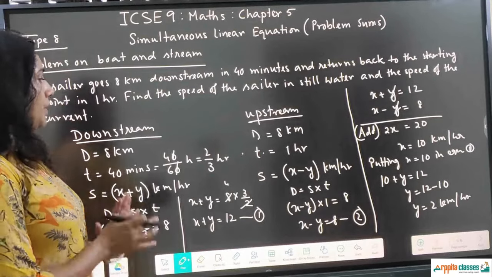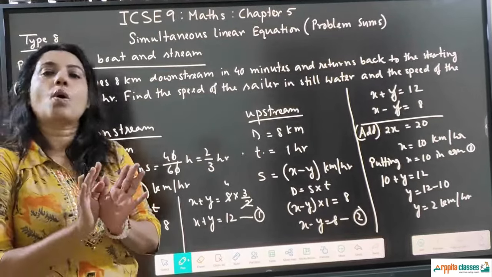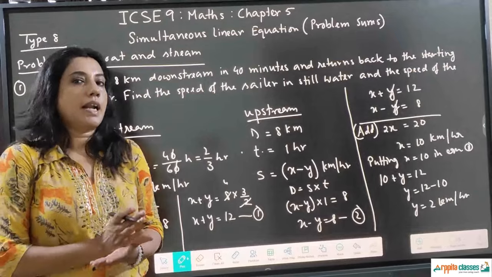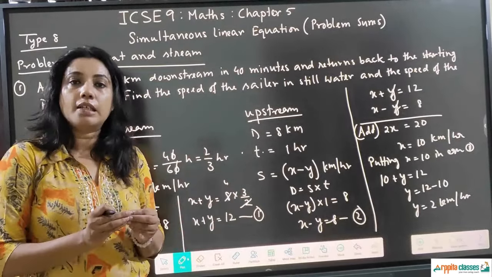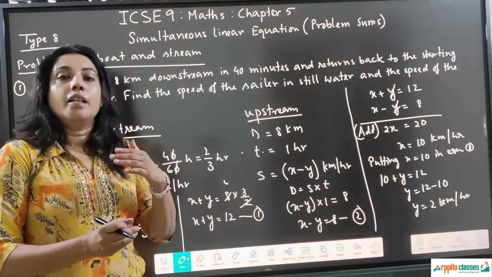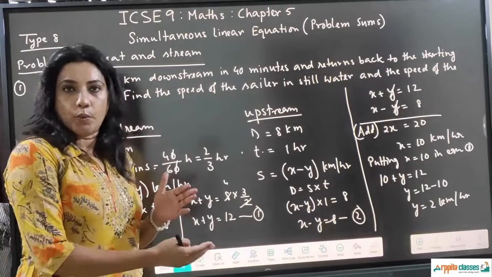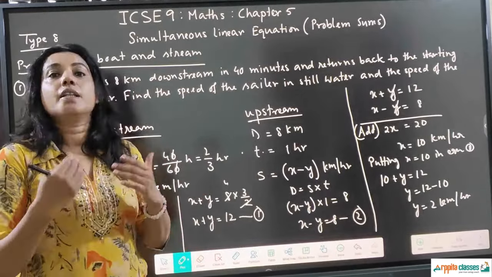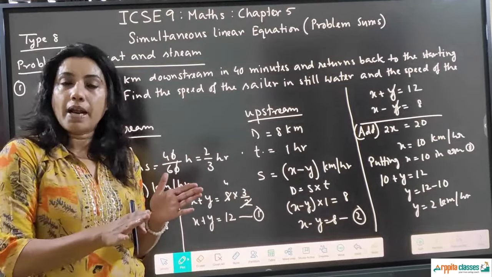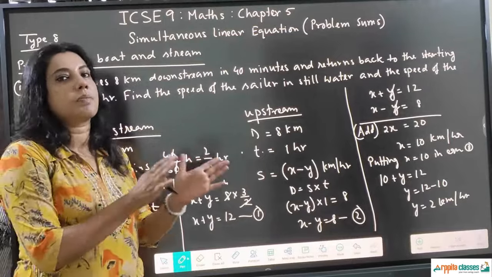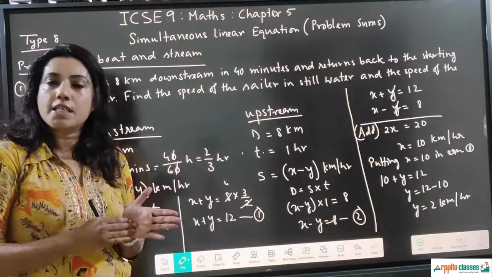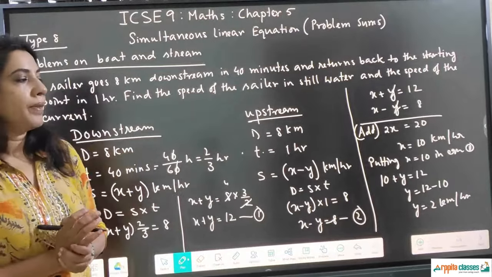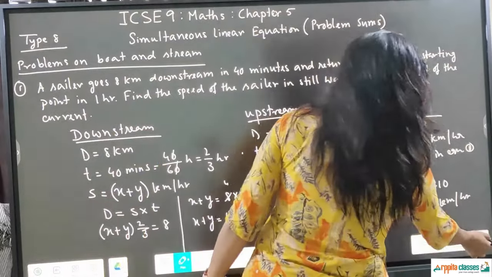Understood? So this way we have to do the sum. For the concept of upstream and downstream, always understand that in downstream the speed will increase. So whatever you consider the speed of the boat as, the speed of the current will get added to it. And for upstream the speed of the current will be subtracted from the speed of the boat. That is the concept, and then we have to apply the formula of distance, time and speed. Okay, let us go for the next question.